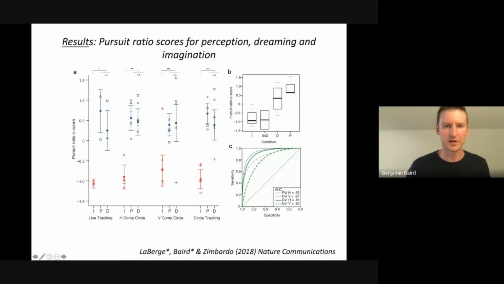This is just summarizing the data. On the left here, the blue and green are showing perception and dreaming, normalized scores for pursuit. You can see that we just get high pursuit across dreaming and perception, whereas we get low pursuit scores for the imagination, shown in red here.